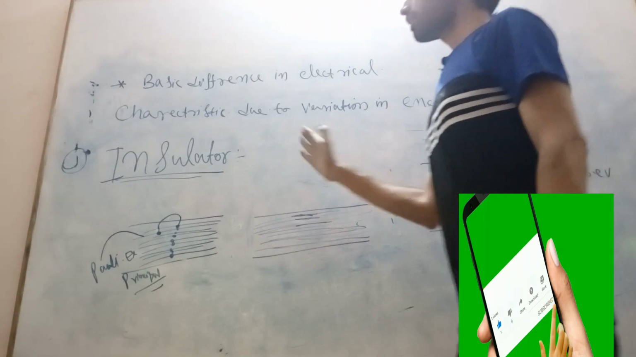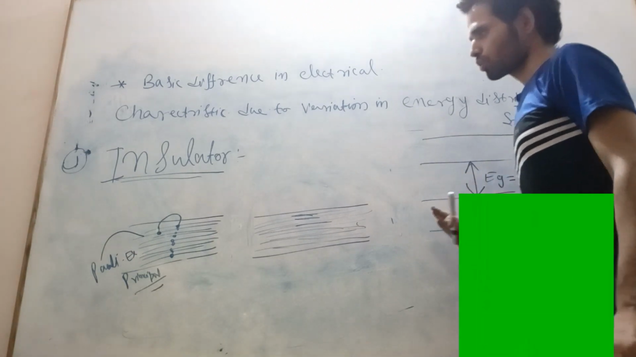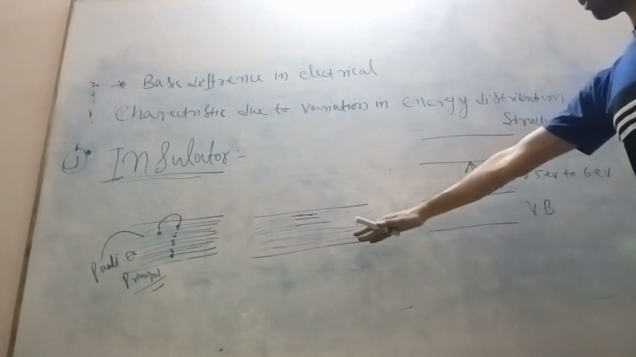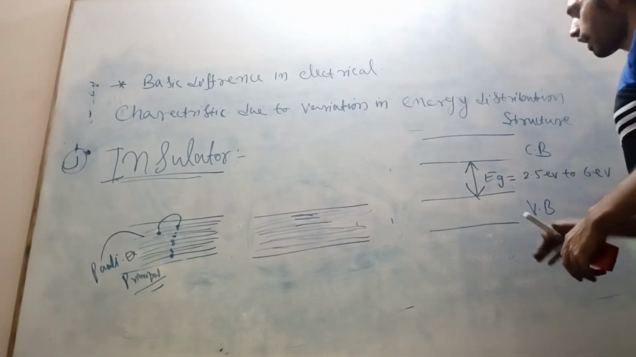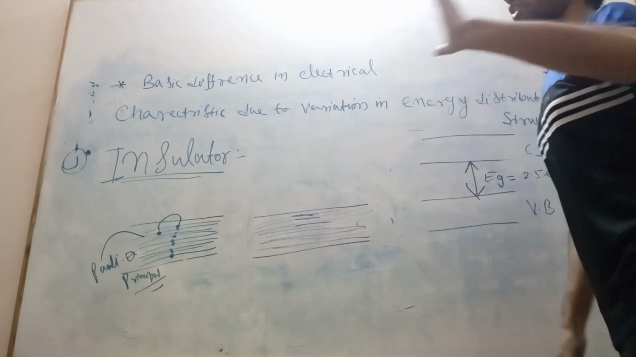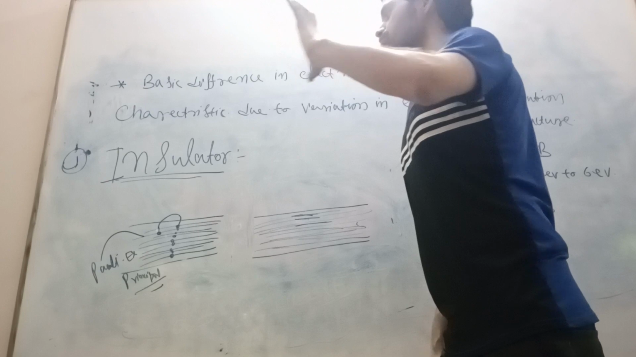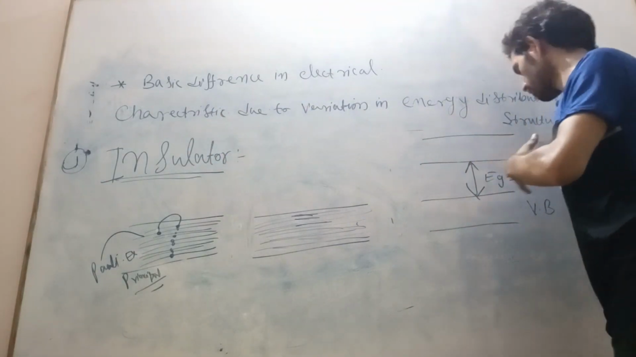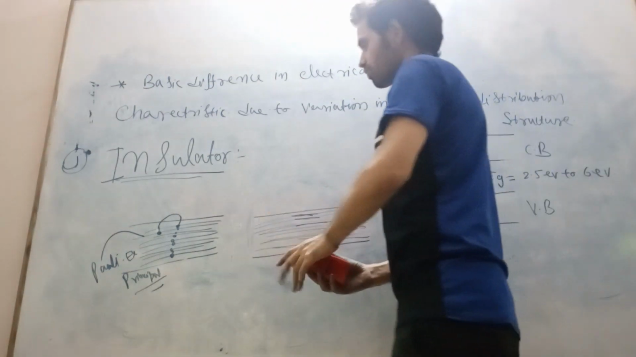Okay, so this is what an insulator is. Band gap is this. Allowed energy band is either completely full of electron, or completely empty of electron. That energy band gap is nothing but externally how much energy you have to give to this insulator in order to make it a conductor. That is 2.5 electron volt to 6 electron volt, which is very large.